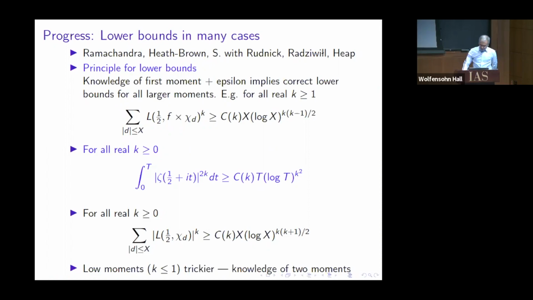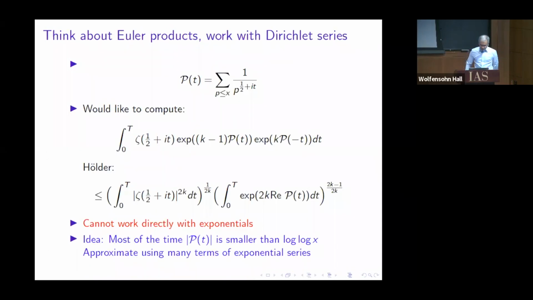So this is maybe the one result that I'll try to give a little bit of an idea of the proof of, and I'll describe corresponding results for upper bounds and asymptotic formulas as well, just to state where the subject stands. So the idea in all of these proofs is that you should think about Euler product, but make computations using Dirichlet series. So here's what I mean.